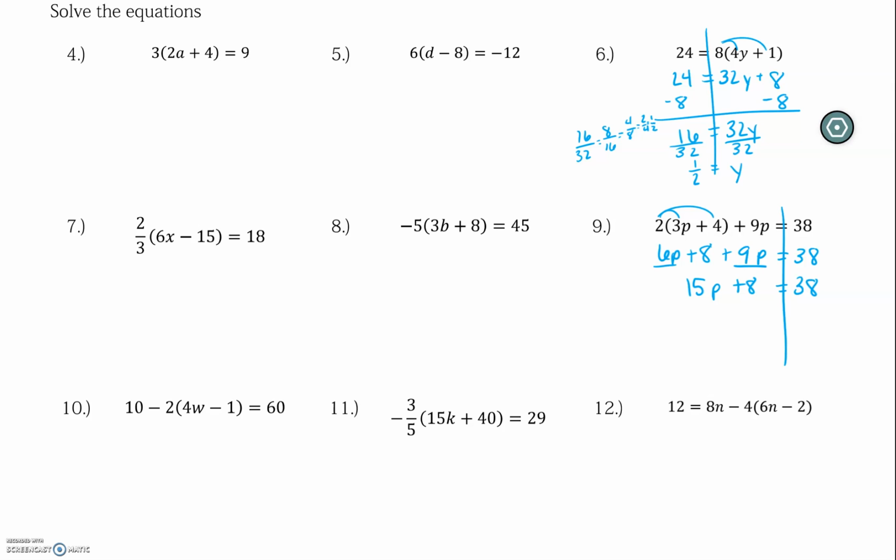All right, now we are fully simplified. So what would be my next step? Subtract 8. And I get 15p equals 38 minus 8 would be 30. What's my next step? Divide by 15. And what does p equal? 2.